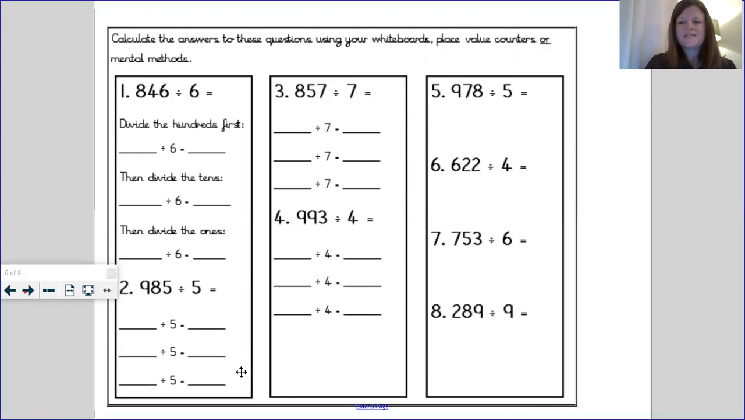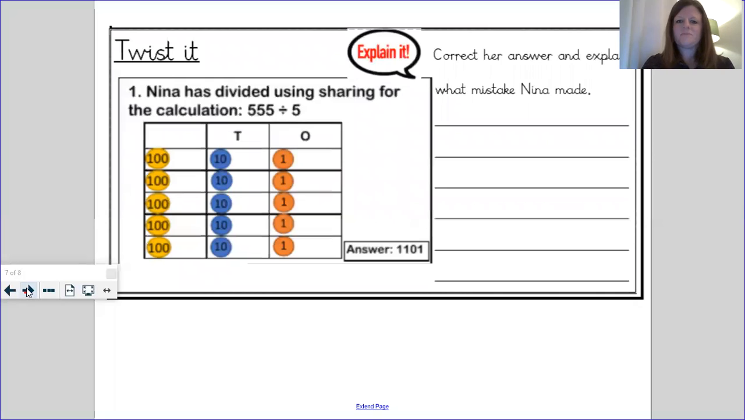If you are confident and you've done well on your do-its, then have a go at the twist it and solve it. So the twist it is Nina has divided using sharing for the calculation 555 divided by 5, and she said that her answer is 1101. Can you correct her answer and explain what mistake Nina has made?